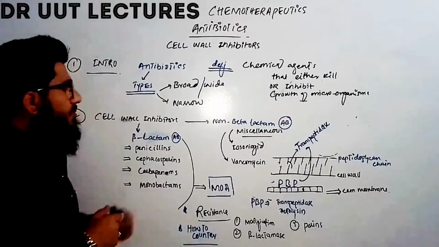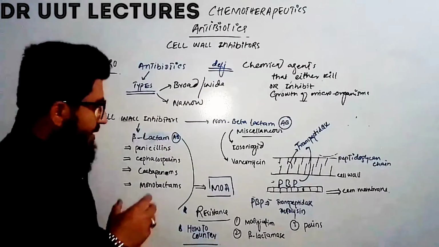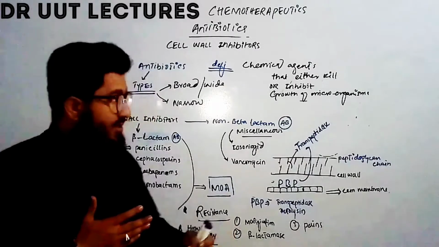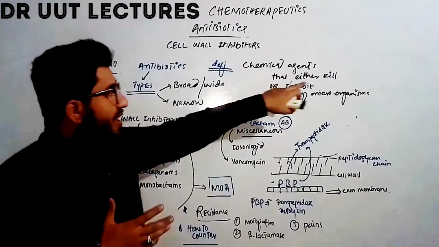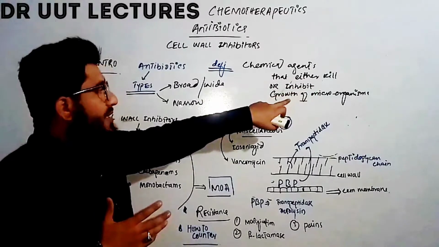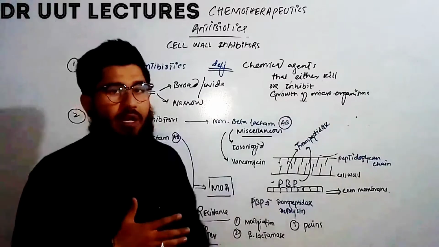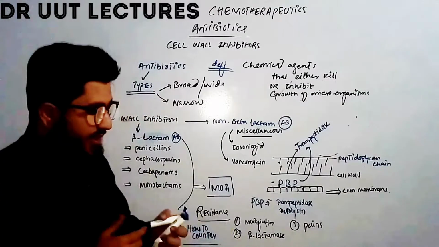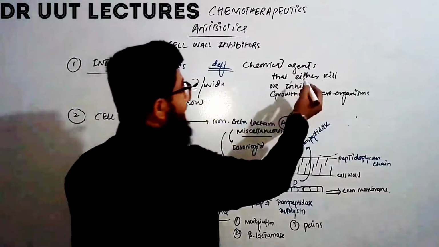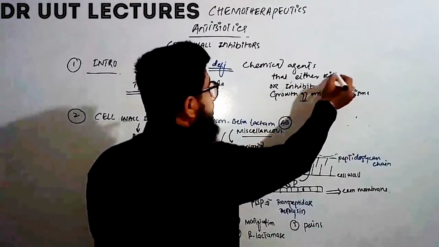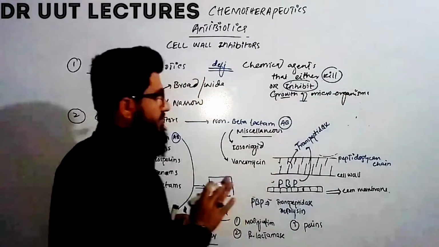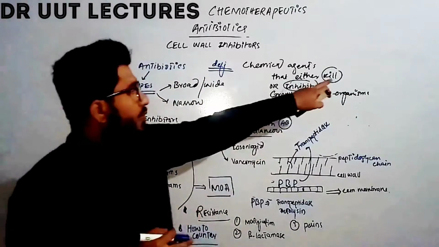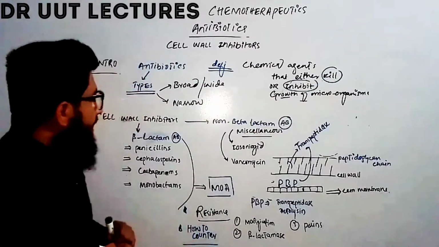Antibiotics. Well, the first point is how we define the antibiotics. Simple. These are the chemical agents that either kill or inhibit the growth of the microorganisms. What are antibiotics? They're the chemical agents responsible to kill or inhibit the growth of the microorganism. Just remember these two very important points, killing and inhibition.